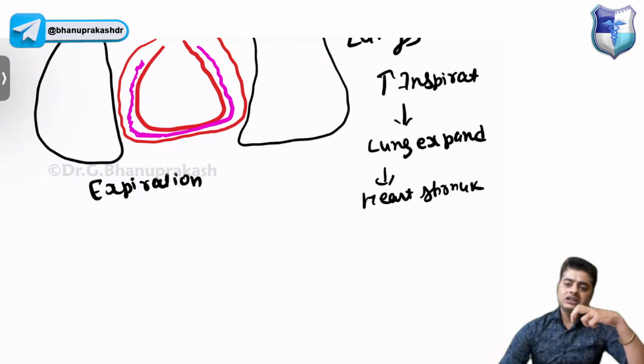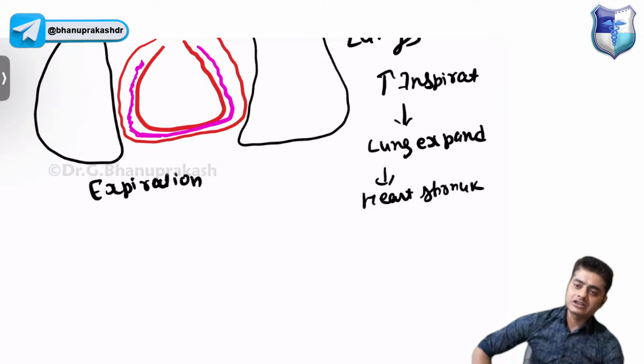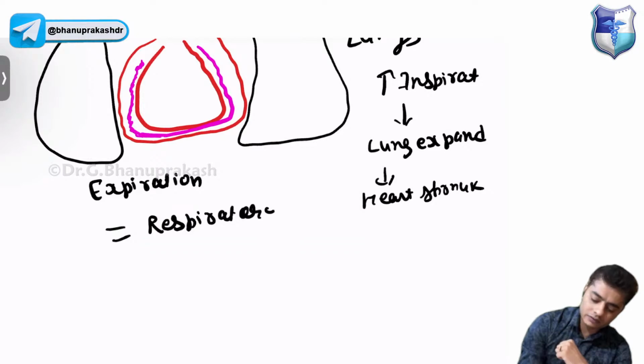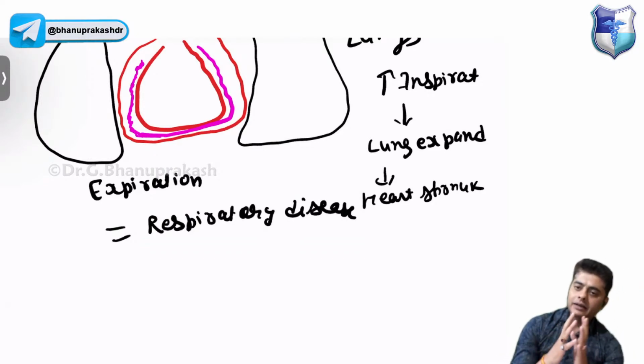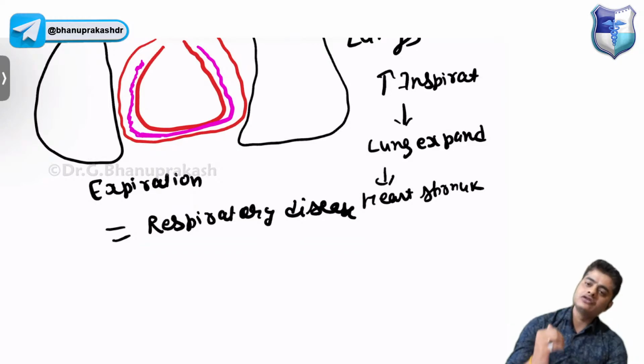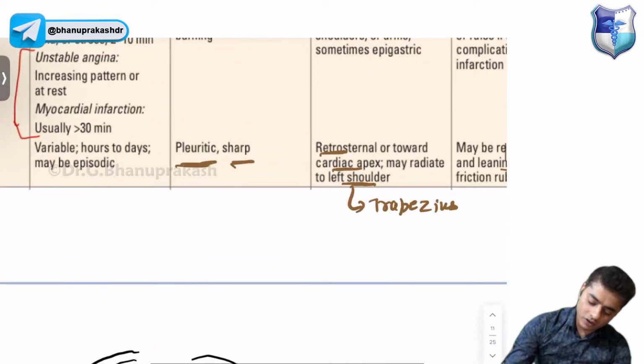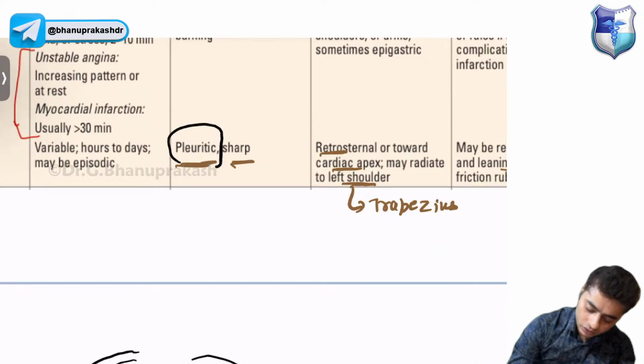Now, any pain which increases on inspiration and decreases on expiration generally happens with pain of respiratory disease. So the pericardial pain is like respiratory disease pain. It increases on inspiration, decreases on expiration. That's why we have given it the name of pleuritic type of pain.